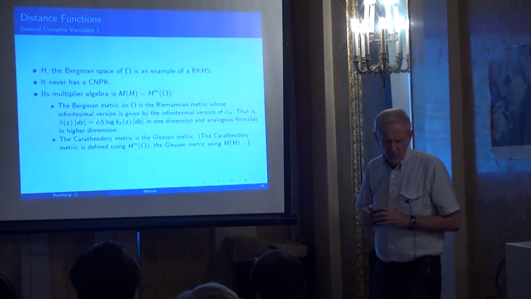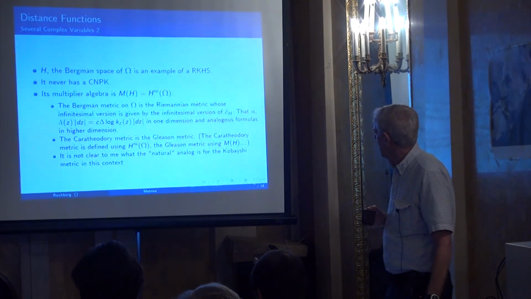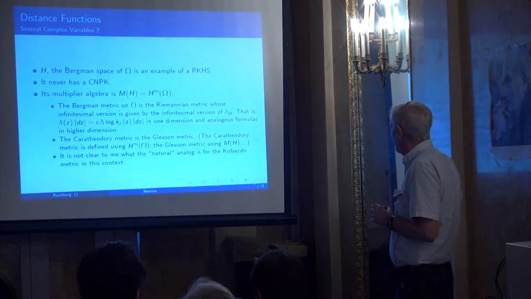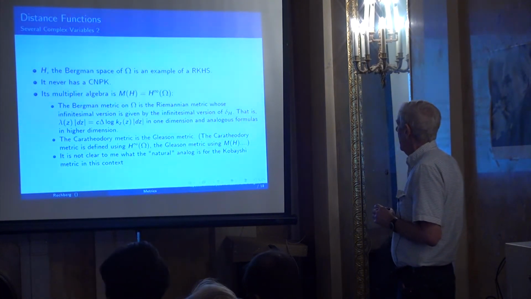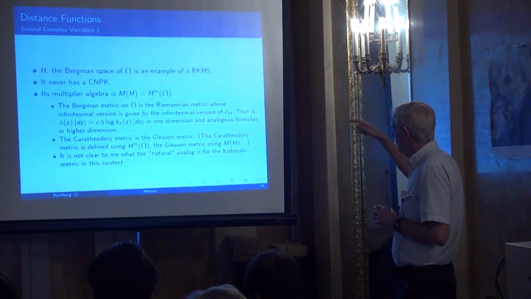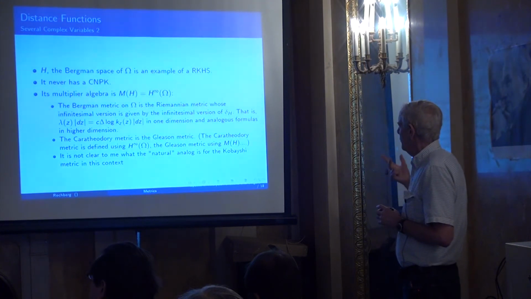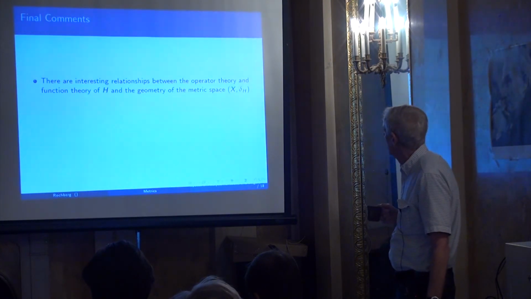The other metric, and the one that is less clear in this context, is the Kobayashi metric. It goes in the other direction. The Kobayashi metric is the metric you get by solving an extremal problem asking about maps from the disk into omega. And it's in some sense the dual of the Carathéodory metric, and it's not so clear to me what the analog is of the Kobayashi metric in this context.